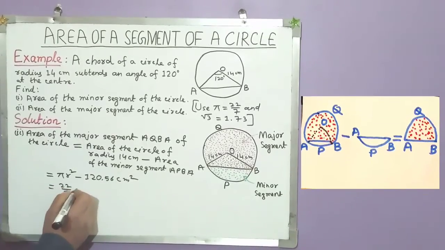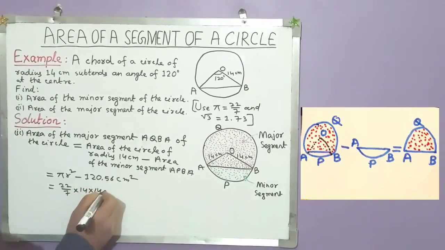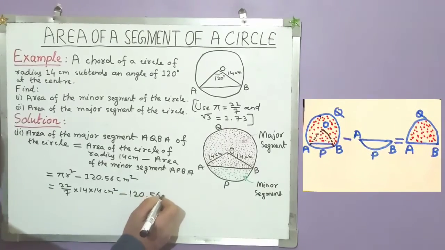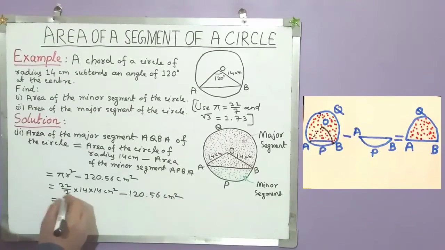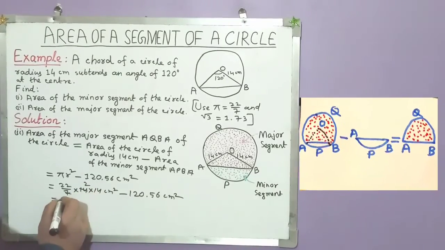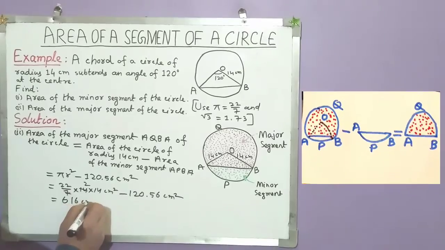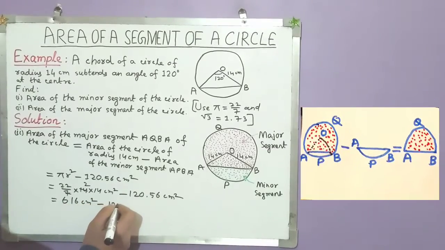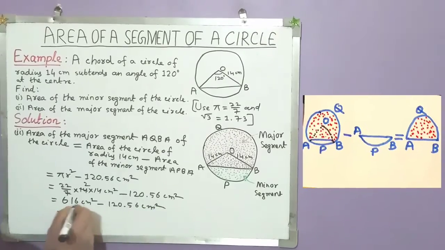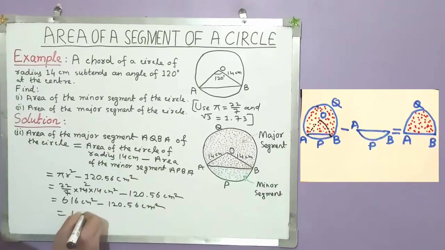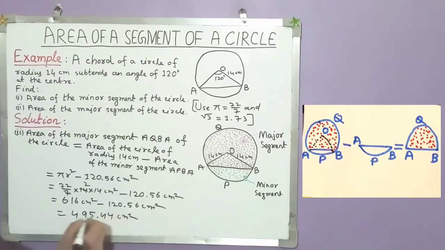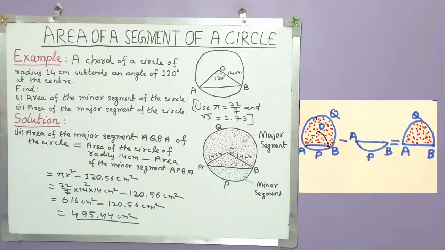That equals 22 upon 7 into 14 into 14 centimeter square minus 120.56 centimeter square. On simplifying we get 616 centimeter square minus 120.56 centimeter square, that equals 495.44 centimeter square. That's your answer.